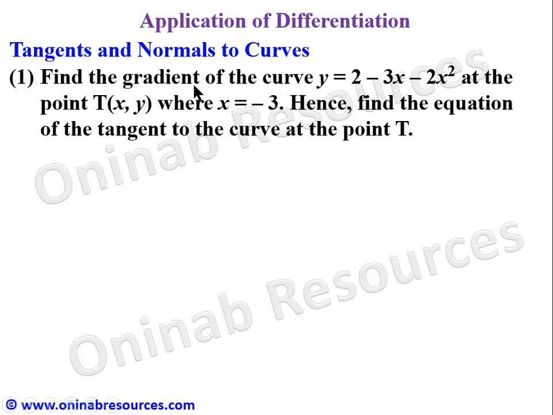Problem 1. Find the gradient of the curve y equals 2 minus 3x minus 2x squared at the point T (x, y), where x is equal to negative 3. Hence, find the equation of the tangent to the curve at the point T.